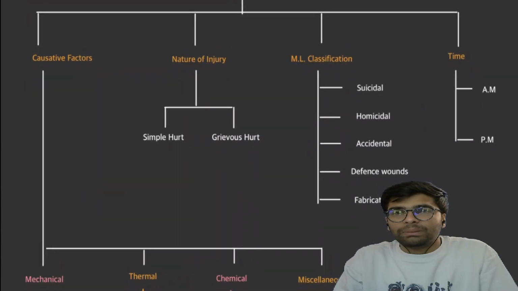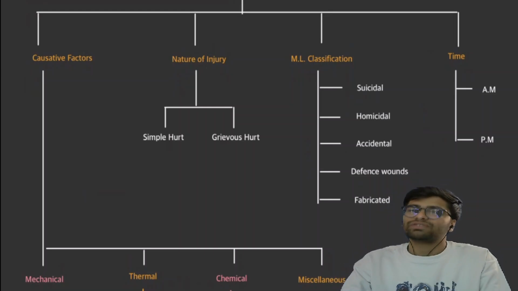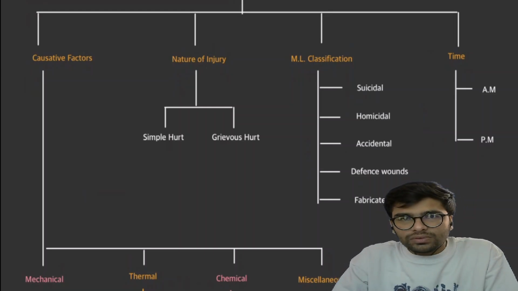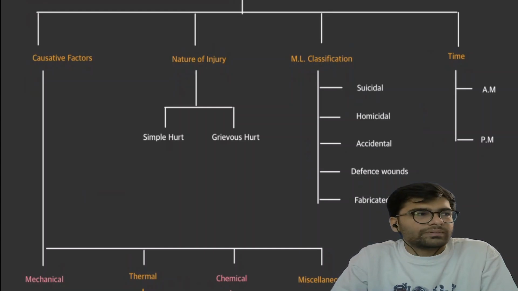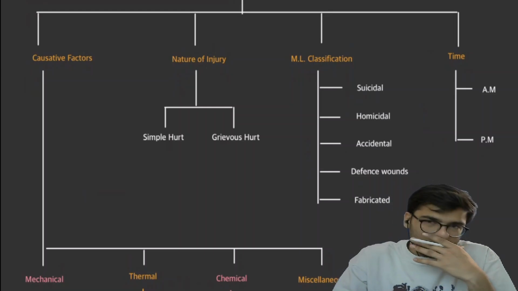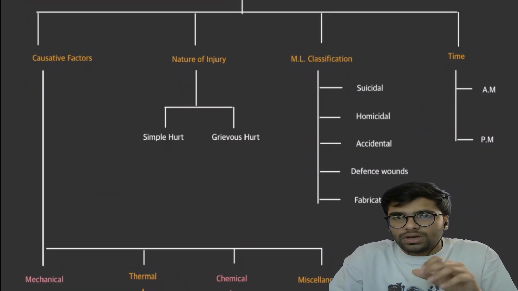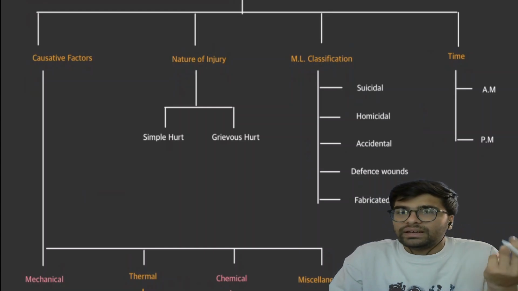The second method through which we can classify injury is nature of injury, and they are simple hurt and grievous hurt. Grievous hurt are life threatening and they are given under section 320 of Indian Penal Code. Grievous hurt includes fracture or displacement of tooth, emasculation, loss of sight, loss of ear. So they are considered as grievous hurt. Simple hurt means they are not endangering the life. So these two are the sub classification based on the nature of injury.